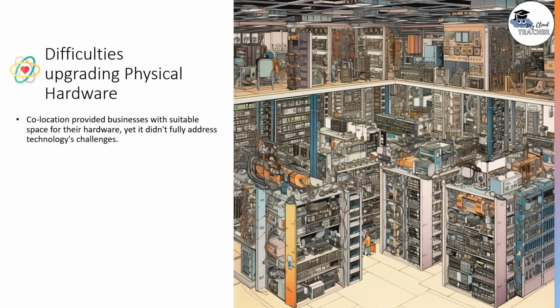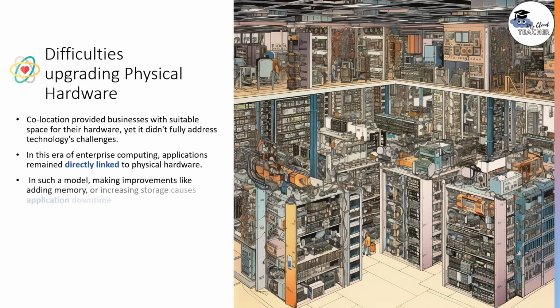Co-location provided businesses with suitable space for their hardware, yet it didn't fully address technology's challenges. In this era of enterprise computing, applications remain directly linked to physical hardware. In such a model, making improvements like adding memory or increasing storage causes application downtime. Such outages are undesirable as they affect business operations and the customer experience.